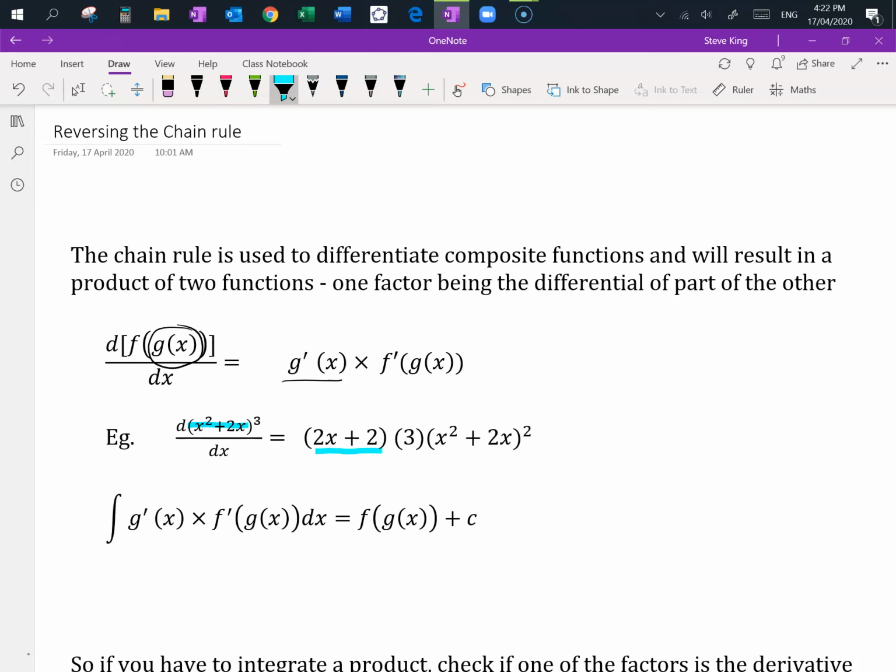And then I'm going to take the derivative of something raised to the power 3. Something raised to the power 3, well, I'll get a 3 down in the front, and the power is going to diminish by 1 to 2. I'm going to leave the bracket x squared plus 2x at the end there. And when I do that, I'm going to end up with something that looks like this.